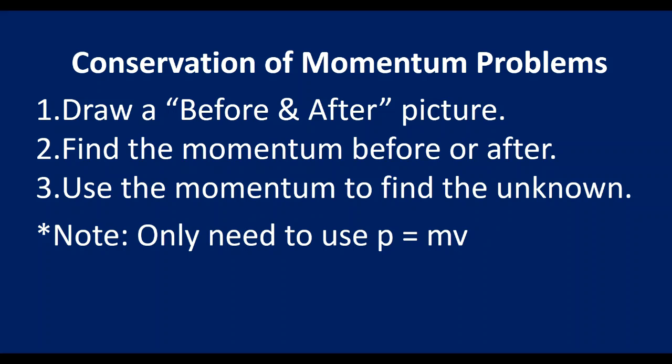The next thing that we need to do is find the momentum either before or after, depending on the problem. And remember, the total momentum before a collision equals the total momentum after the collision. So sometimes we find the momentum before the collision, and we use that to find something in the after part of the problem. Or we can do the reverse: we can find the momentum in the after part, and use that to find what we're looking for in the before part. Regardless of whether we find it before or after, we use that total momentum to find whatever the unknown variable is.